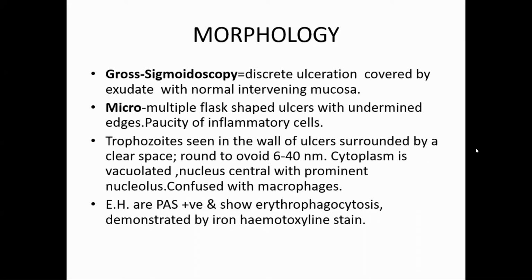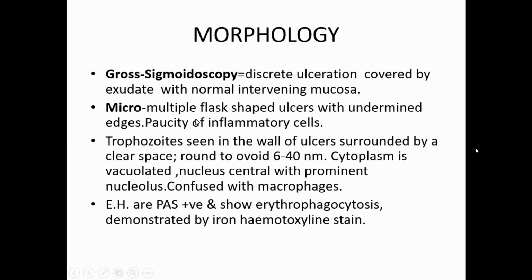Now, what is the morphology? Under sigmoidoscopy, you see discrete pinpoint ulcers. They are covered by exudate, that is a pus-like thing. And in between the ulcers, the mucosa is normal. So discrete ulceration of the cecum and ascending colon, intervening mucosa is normal. And these ulcers are covered by exudate.